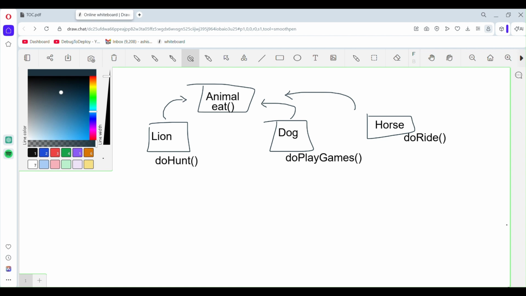So the correct answer is Lion is a bigger entity, not the Animal. Why is Lion a bigger entity? Because Lion has two behaviors to perform, right? It has the maximum behavior, and Animal can have only one behavior, that is eat. So the bigger entity is what? Animal is not the more advanced feature. Lion is the latest feature, it is the latest version.